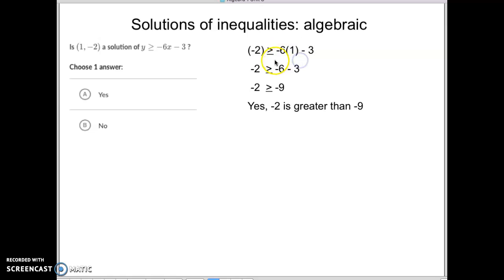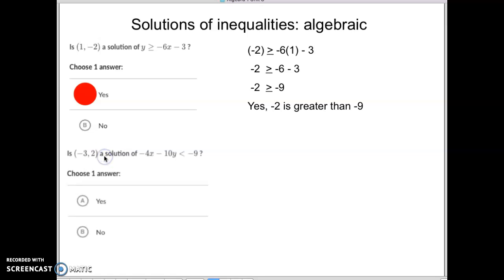-6 times 1 is -6. -6 and -3 makes -9. So is -2 greater than or equal to -9? Well, in this case, yes it is. -2 is greater than -9. A nice way of thinking about that is, is -2 warmer than -9? And yes, it is.